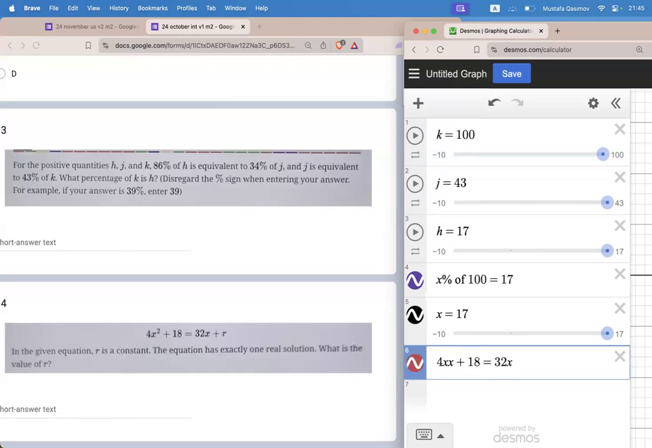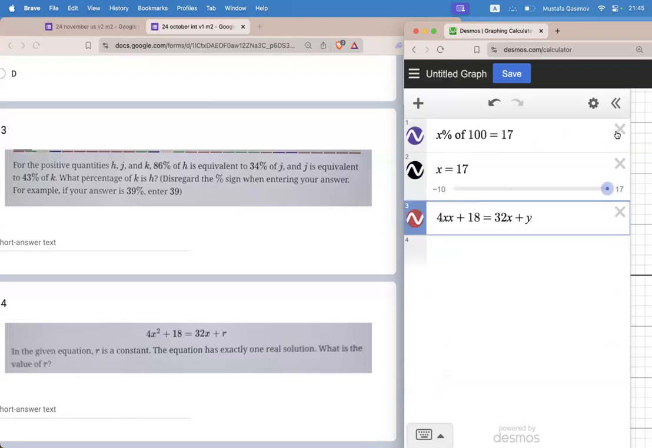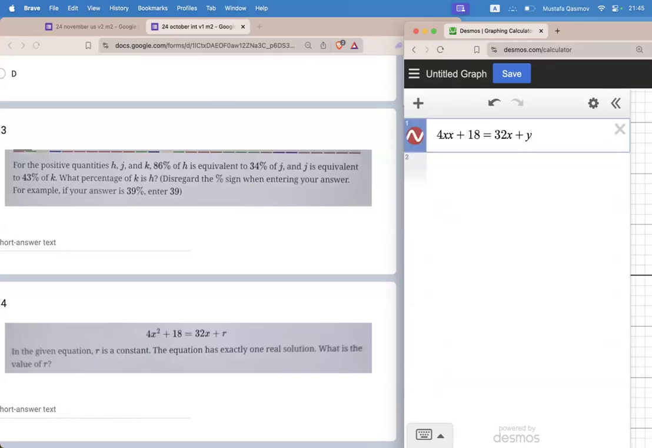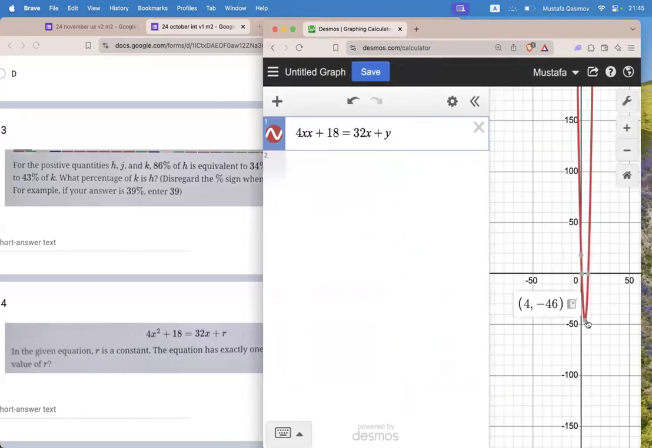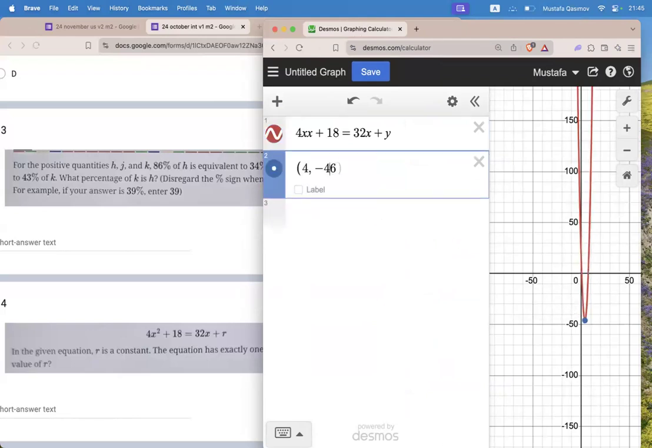Blackboard used a lot of percent questions last year compared to 2023. For that one, for one real solution, we say that write instead of r or k or another letter y, then look at this vertex or turning point. So the answer will be -46.